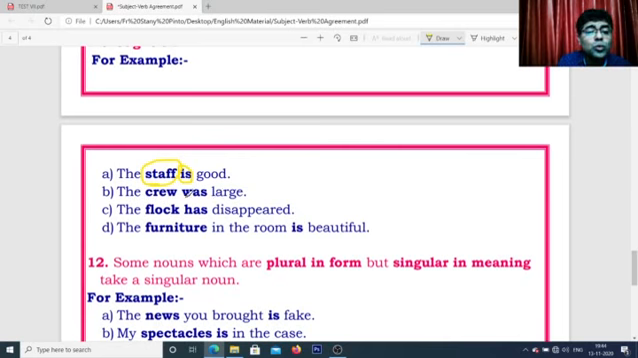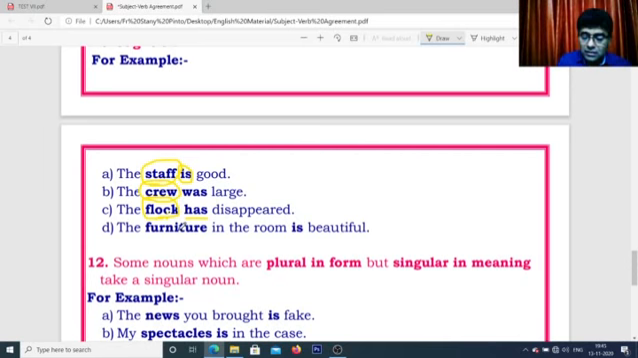Take here, the crew was large. Usually, in an aeroplane or in a ship, we have crew members. Crew members can be many, but when we consider them as a group, then it is only one. The crew was large. What do you mean by large? It means it was a big group, maybe 20, 25 or 30. Then the flock has disappeared. You see, a flock of sheep or a flock of cows, a group of cows. Sometimes we also call people a flock, a group, but there are many. But it is a singular verb. Don't say the flock are disappeared. The flock has disappeared, singular.